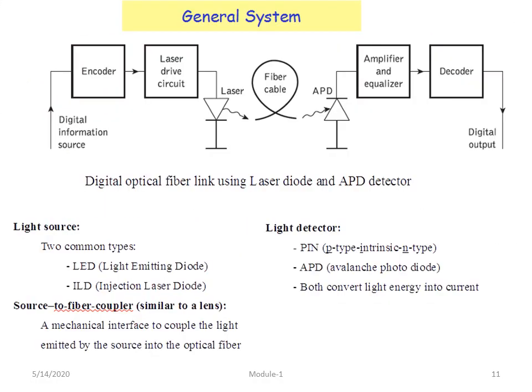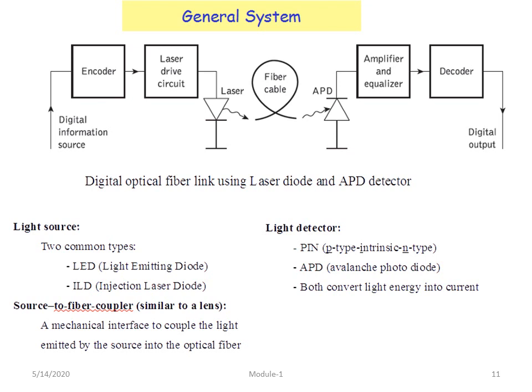This is the digital optical fiber link using laser diode and avalanche photodetector. If the original information is in the form of a digital signal, then it should be encoded. After that, it is given to the laser drive circuit, and the laser converts the electrical signal in digital form into a light signal by on-off keying. Wherever 1 appears, it will switch the light on, wherever 0 appears, it will switch the light off. That output from the laser is transmitted to the optical fiber cable.